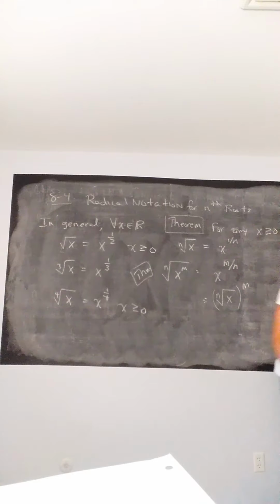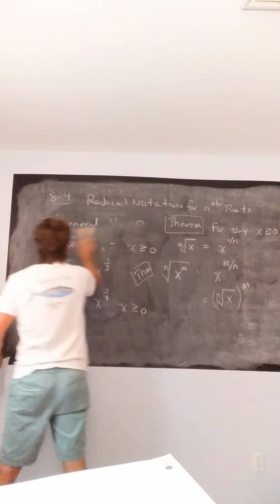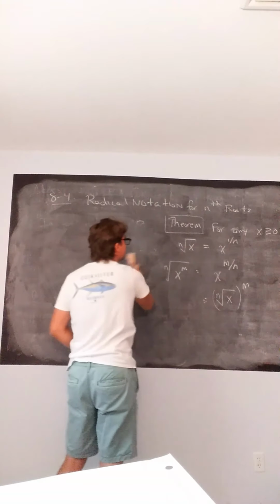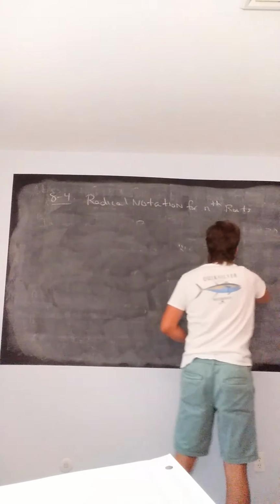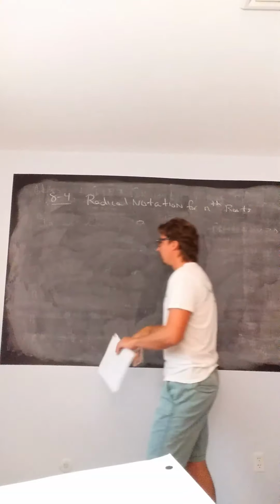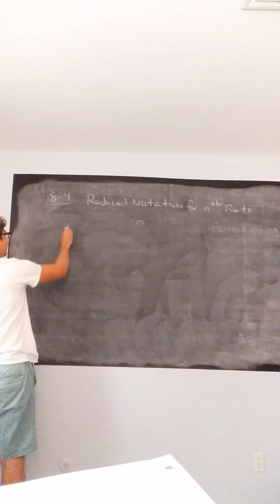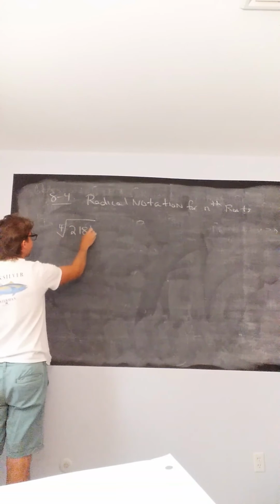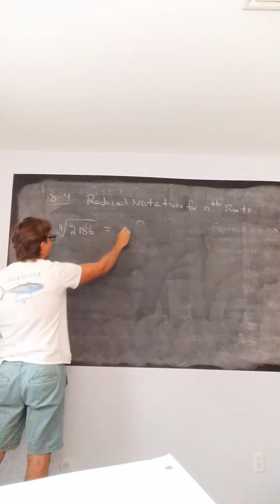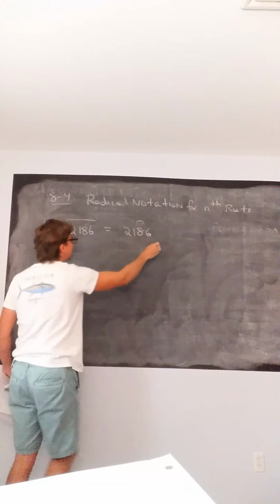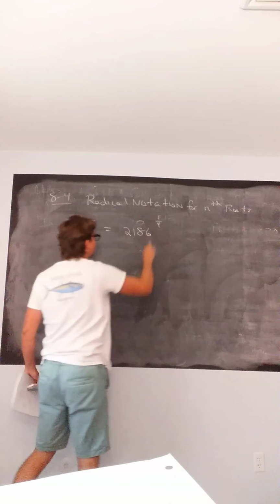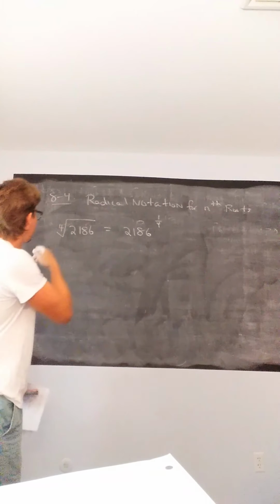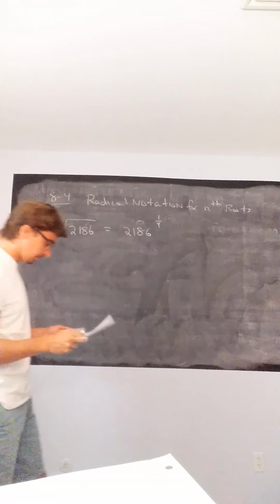Now your calculator can handle these different roots, but it's easier to write them as fractional exponents. For example, if you wanted to figure out what the 4th root of 2186 is, you could type this in your calculator as 2186 raised to the 1/4 power. That makes this easier to compute than trying to use the 4th root.